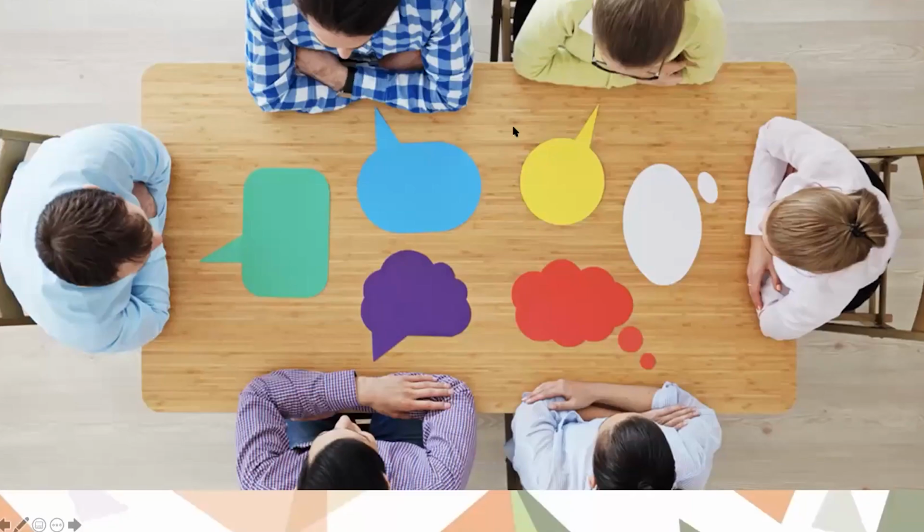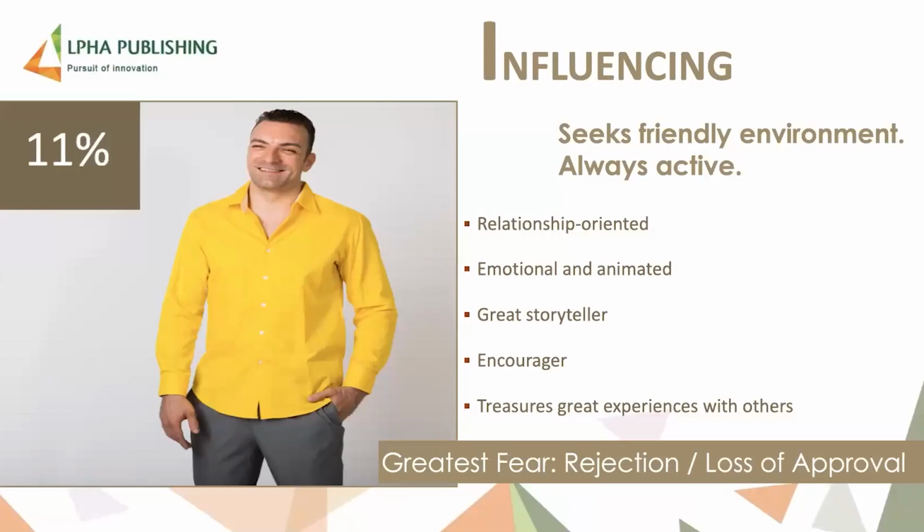So let's look at the next one. Let's look at I's. Influencing. They make up 11% of the population. And their greatest fear is rejection and loss of approval. They want to be the center of attention. They are the ones that when you walk into a party, everybody is standing around listening to their stories and their jokes. It's the teacher that all the students are laughing with in their classroom.